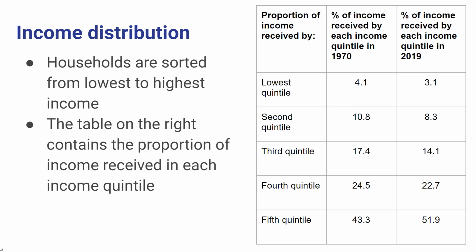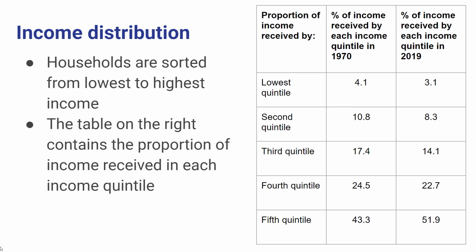Those households who fell in the middle of the distribution, in the third quintile, between the 40th and the 60th percentile, received 17.4% of the total income. Households whose income fell between the 60th and the 80th percentile, or the fourth quintile, received 24.5% of total income. And households whose incomes were in the top 20% of society received 43.3% of total income. The rightmost column in this table represents the same values for 2019.